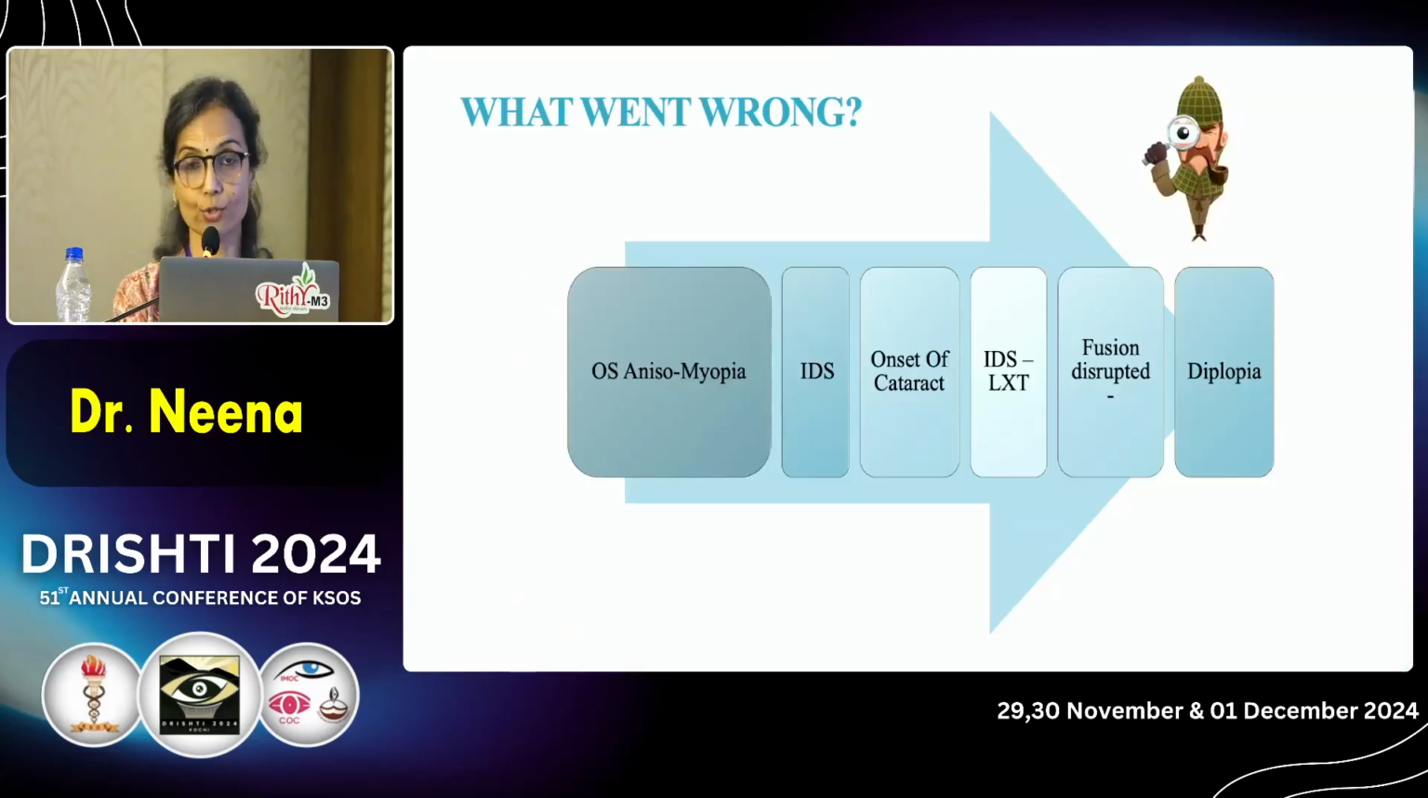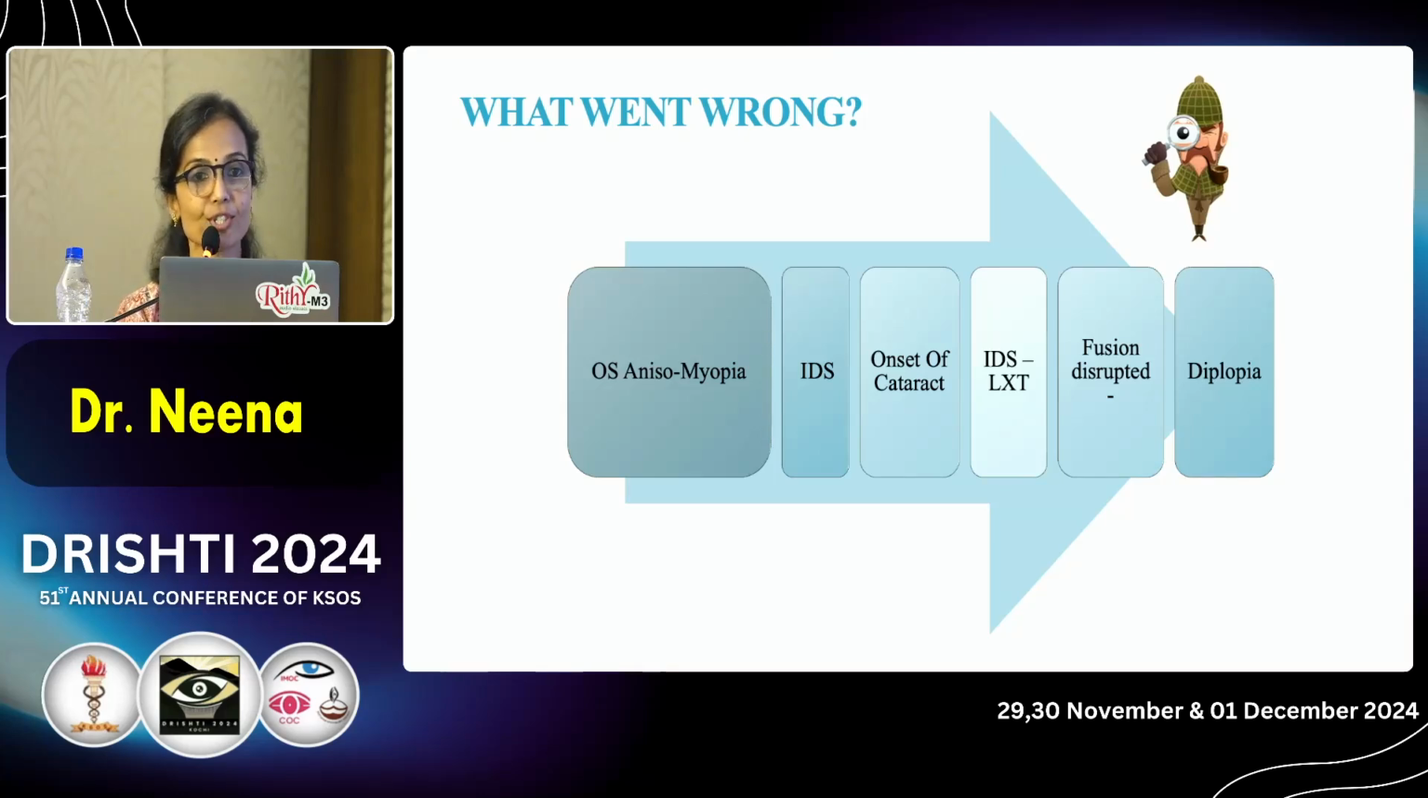What went wrong? A throwback into the past: he was anisometropic, meaning he had more myopia in the left eye. He already had an intermittent divergent squint, but he was able to control it with his fusional convergence. But with the onset of cataract, it broke. The fusion was disrupted and it manifested as an exotropia of the left eye.